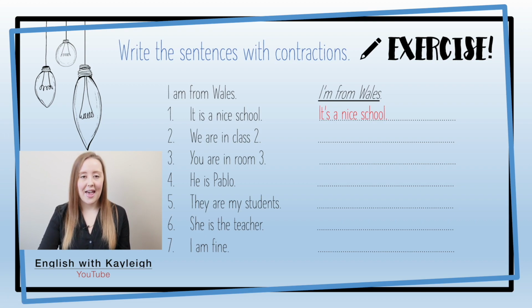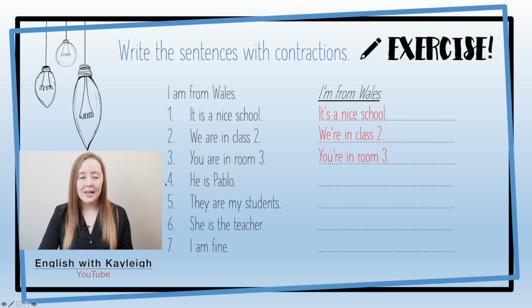Let's go through the answers together. Number 2. We are in class 2. What's the contraction? Good. We're in class 2. Good job. Number 3. You are in room 3. We want to use a contraction with the pronoun you and the verb to be, are. What's the contraction? Good. You're in room 3.